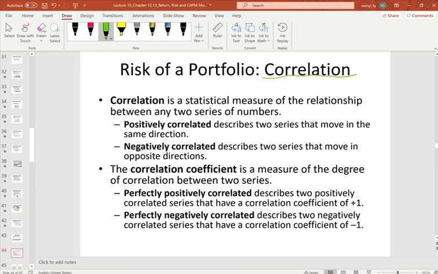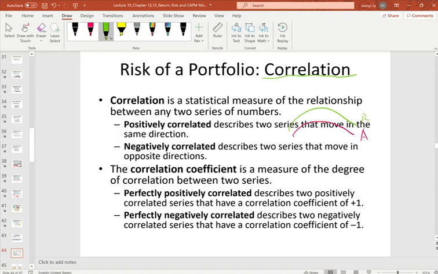To be more general, for a portfolio with many different individual assets, the correlation is the relation between each two series of the investments. So any two of the investments in your portfolios have some connections. These connections are called correlations. If the two series are positively correlated, that means they are moving in the same direction. For example, when A is moving up, B is also moving up.